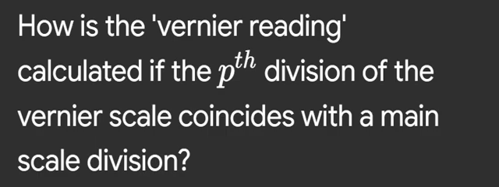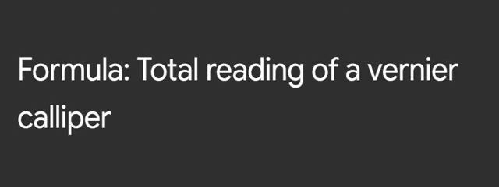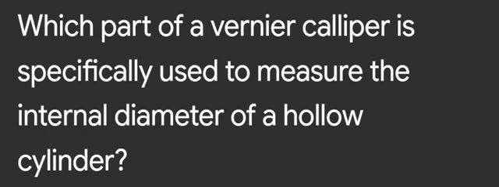How is the vernier reading calculated if the P division of the vernier scale coincides with the main scale division? So how do you calculate a vernier reading? Suppose in case of any value, they have used a letter or a variable P. So P division of vernier scale coincides with the main scale division. What is the formula for the total reading of a vernier caliper? Well, state the formula for total reading of a vernier caliper.